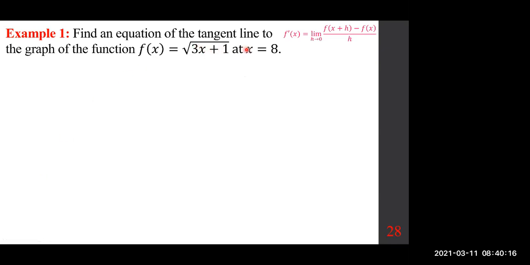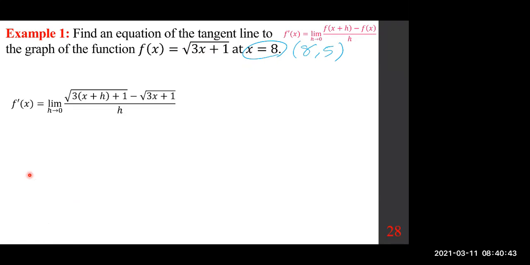You need a pair. A pair is not given, only 8 is given, and that's fine. If you plug in, you get 3 times 8, 24 plus 1 is 25. Square root of that is 5, which means the pair is given. So they don't have to give us the pair. If they give us the x, we have the pair. Now we are going to find f prime of x using the definition.